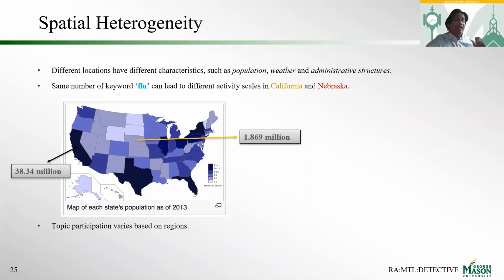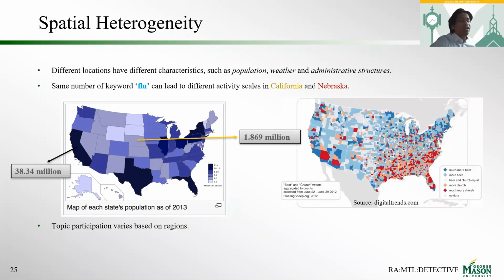Then also topic participation varies based on region. I would like to take one example, a very interesting thing, like beer and charge tweets. If you consider these two things, you would see that southern regions tweet much more related to charge, right? However, in this region, people are tweeting more related to beer. So you see the spatial heterogeneity matters: how people are participating there, and even if they are participating, what their count of those things is, is actually different, right?